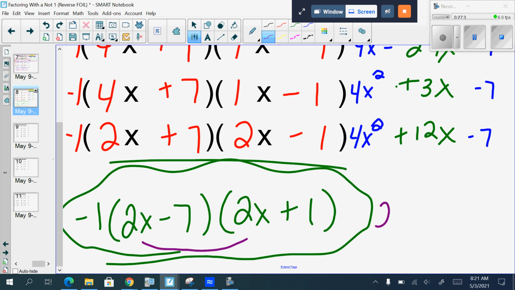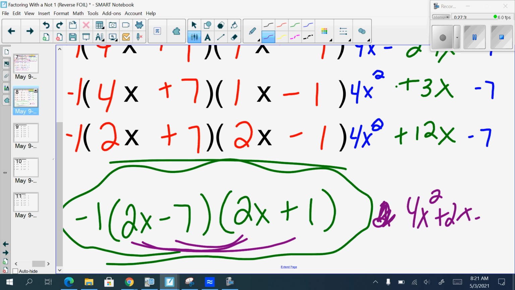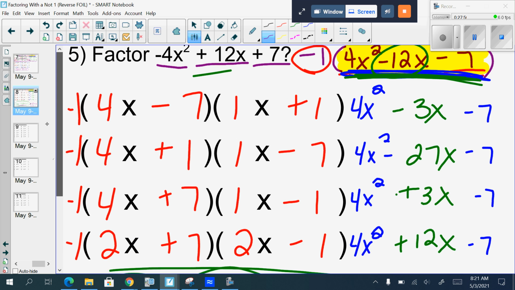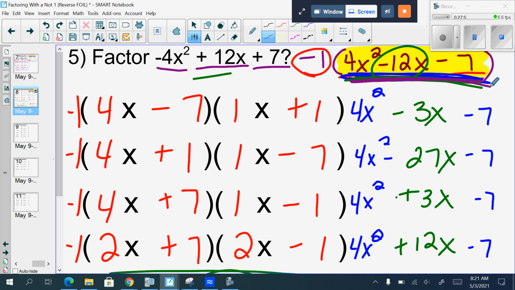2x times 2x is 4x squared. Don't know why I wrote 2. Outer is 2x. Inner is negative 14x. And last is negative 7. So that's going to give you 4x squared minus 12x minus 7, which is what we wanted, right? That matches the highlighted part.